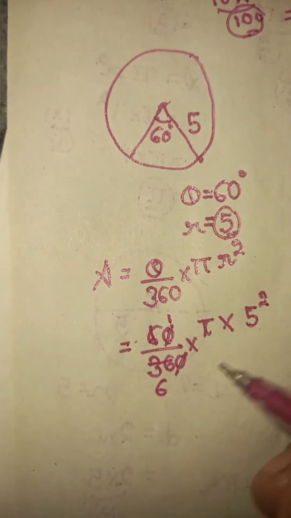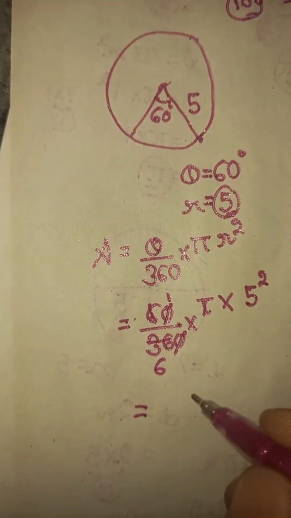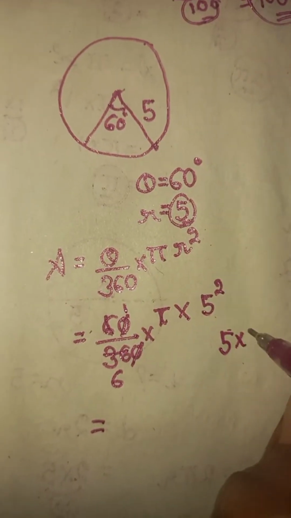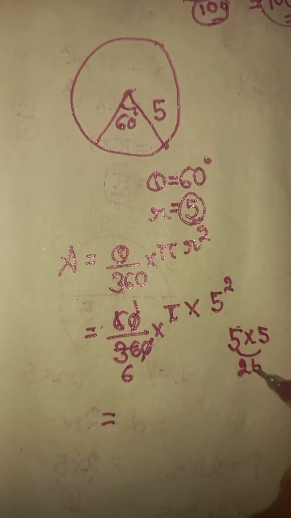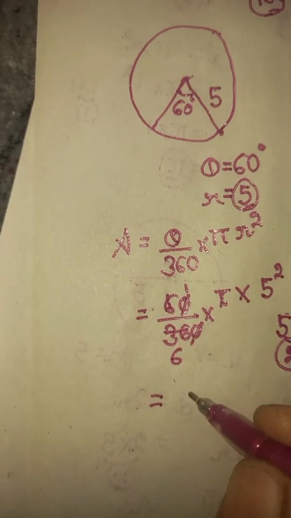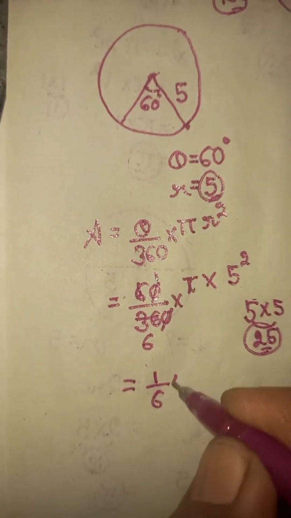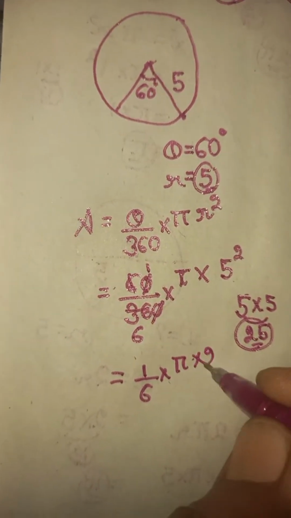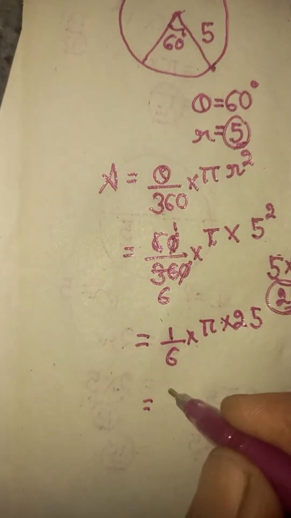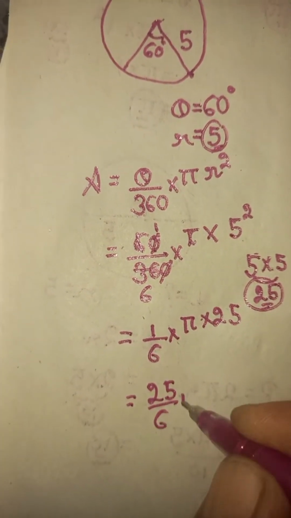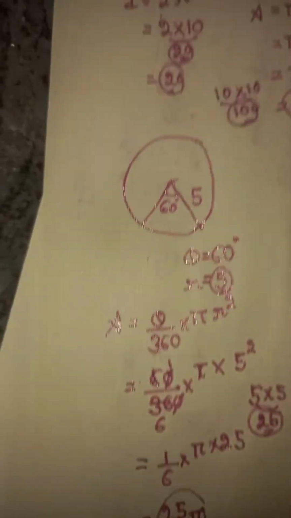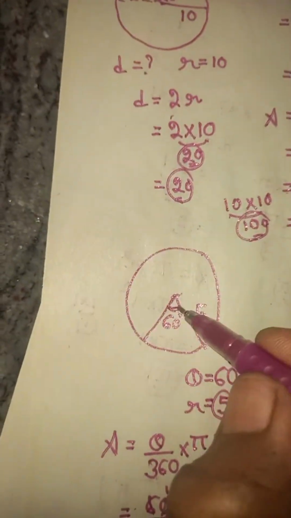6 1 times, 6 6 times, and this 5 square means 5 times 5, which becomes 25. You're going to get 1 by 6 times pi times 25. This one is 25 by 6 pi square units, the area of this sector of a circle.